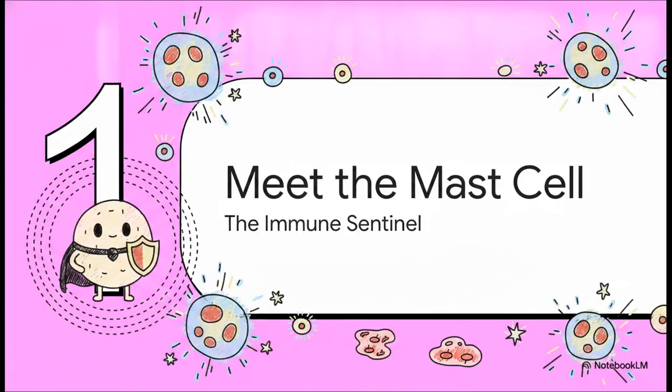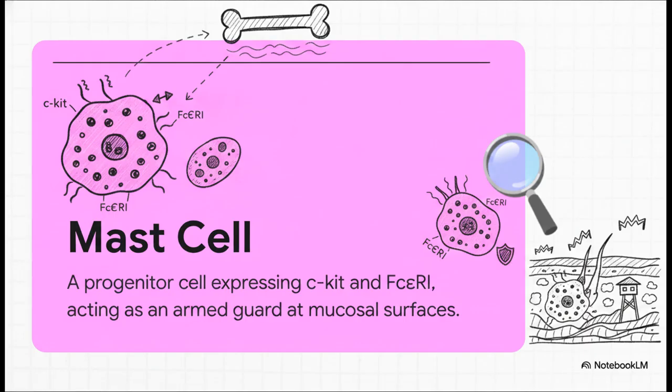Section 1. Meet the mast cell, the immune sentinel. Okay, so here's our main character. It's a bone marrow-derived immune cell. But unlike most other cells of bone marrow origin, mast cells actually circulate as committed progenitors, meaning they lack their characteristic secretory granules at first.